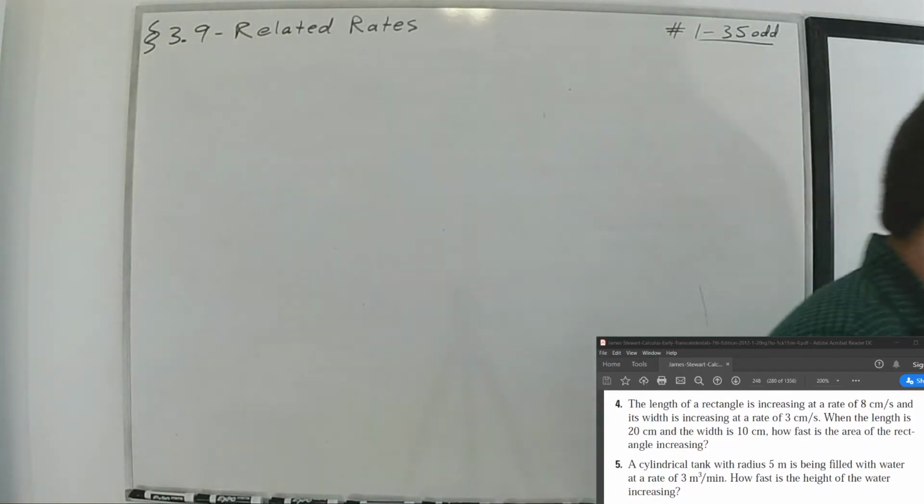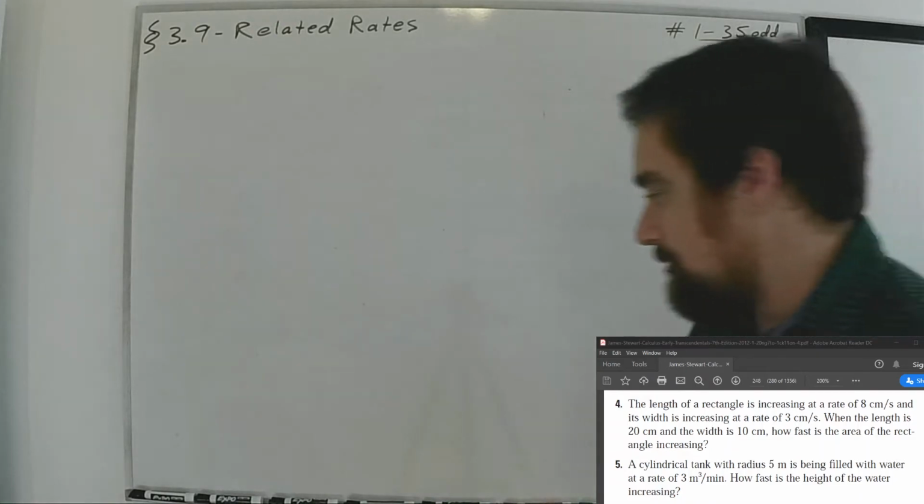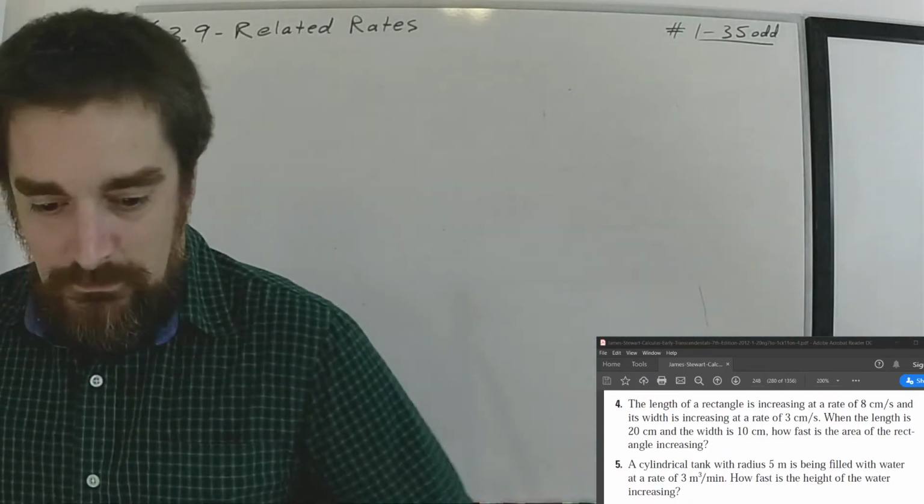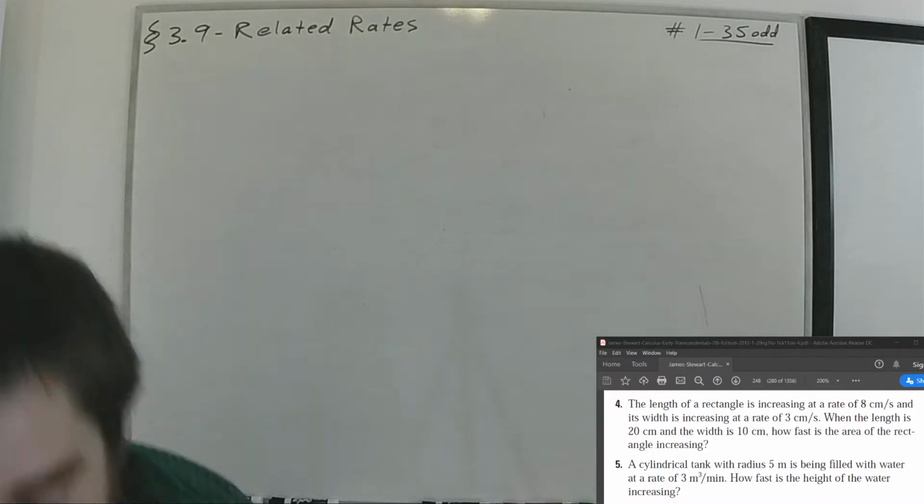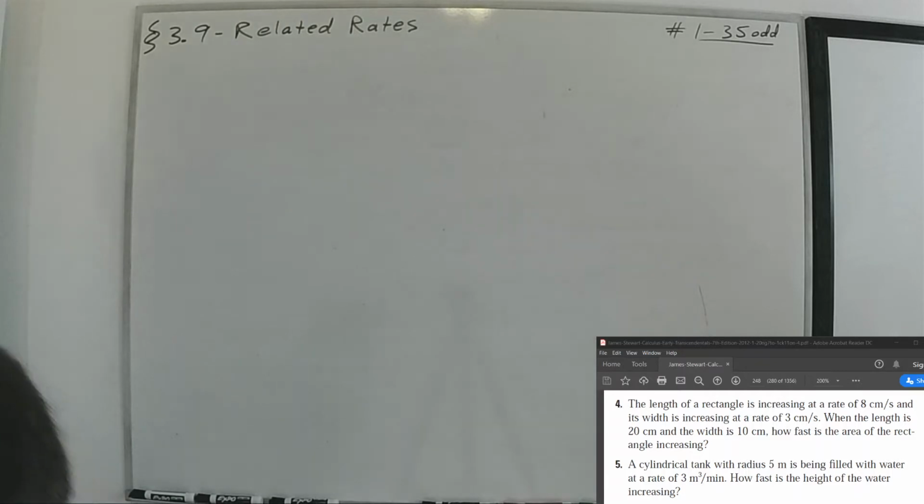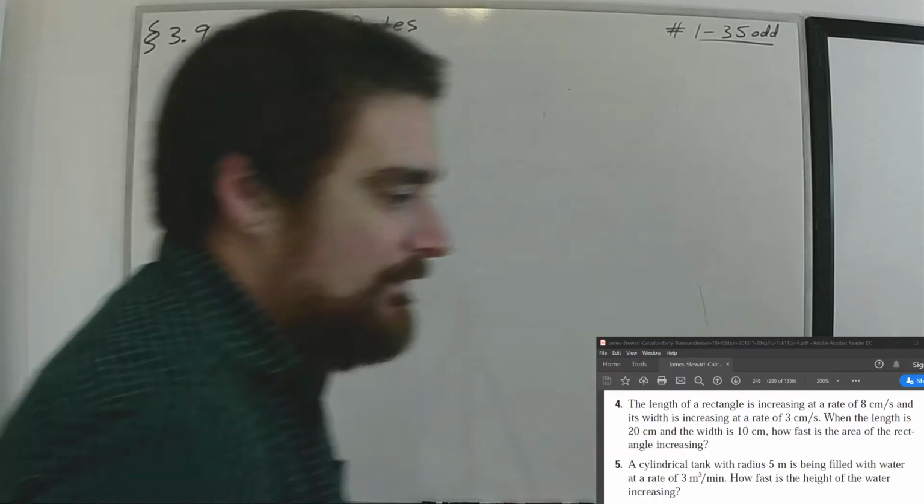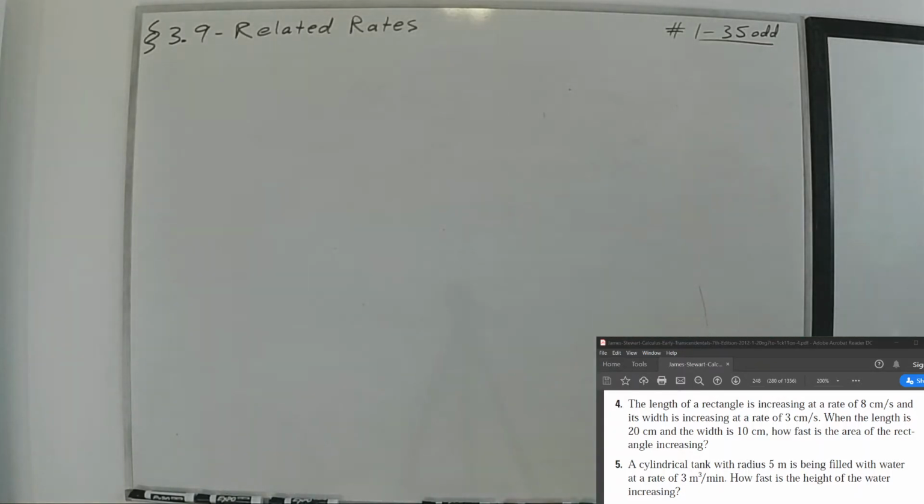So not too terrible for the first one, and let's do the next one there. Since it's already on the screen, it says a cylindrical tank with radius 5 inches is being filled with water at a rate of 3 cubic meters per minute. How fast is the height of the water increasing? So again, we want to take a nice little picture.